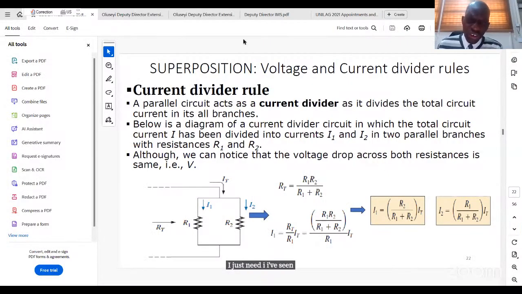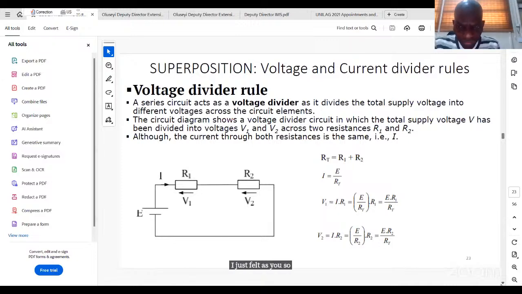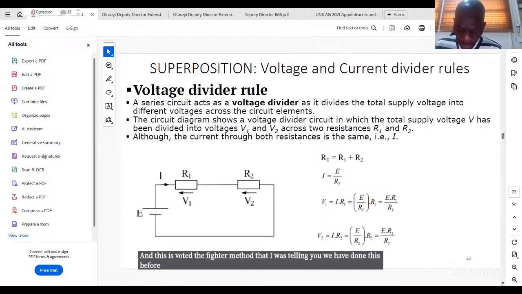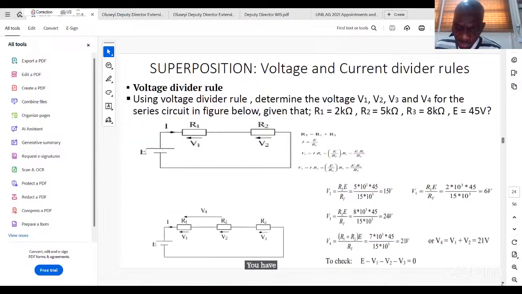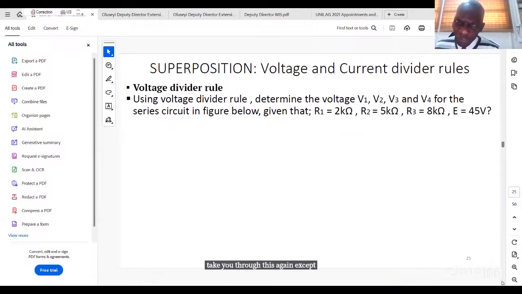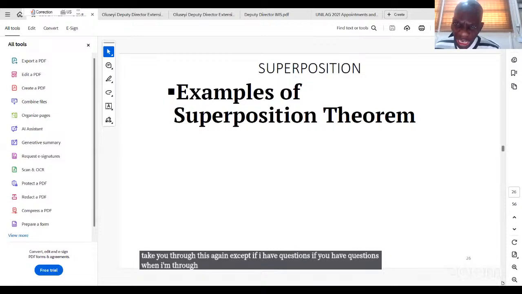So we can move on now. I have seen many of your answers. They are very correct. So we need to move on from there. I just felt I should say that. So this is another circuit. And this is the voltage divider method that I was telling you. We have done this before, so I may not need to take you through this again, except if I have questions. If you have questions when I'm through with the lecture, we can go to that.